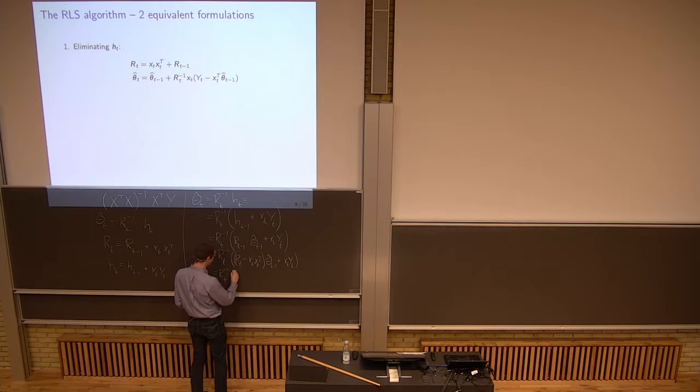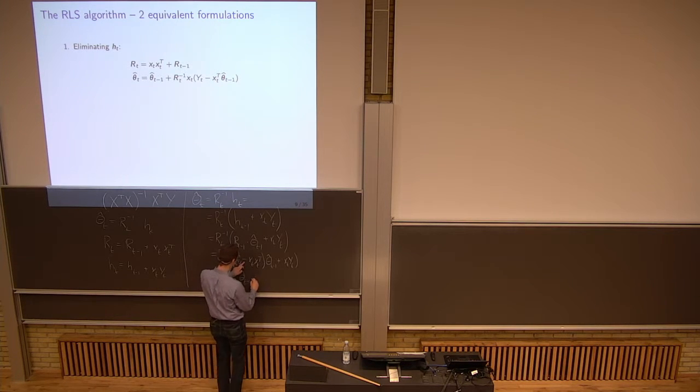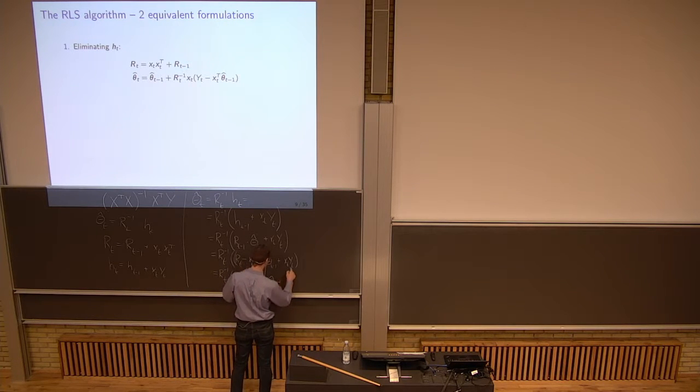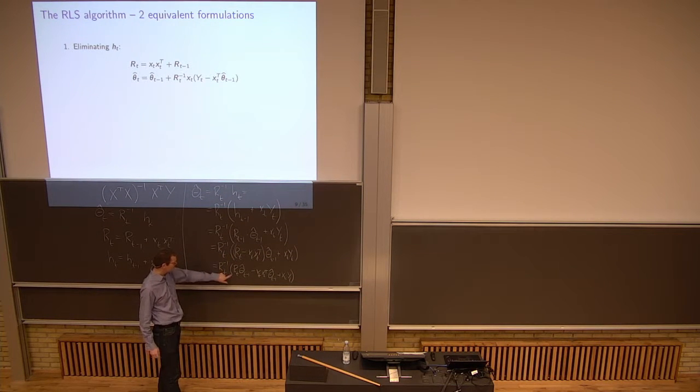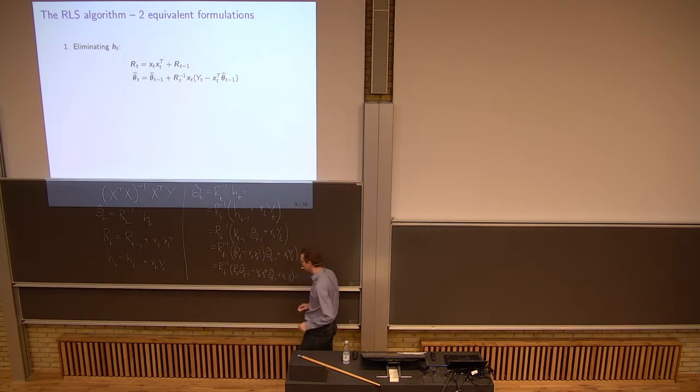Rt inverse. And then I get an Rt on theta hat t minus 1. And then I get a minus xt xt transpose theta hat t minus 1. And then the last term remains the same, xt yt. When I look at this, I want to multiply this Rt inverse into the whole thing and collect some terms. If I'm lucky, I can just write it out here. So the R inverse with the R, both subscript t, of course cancel out.